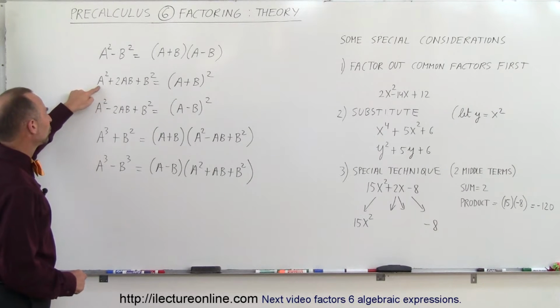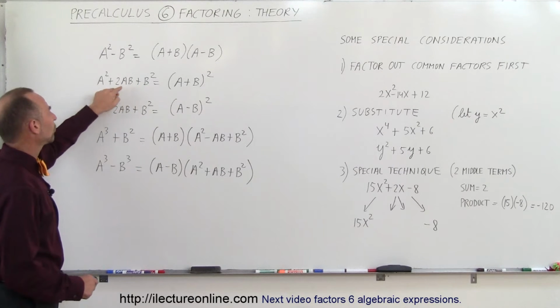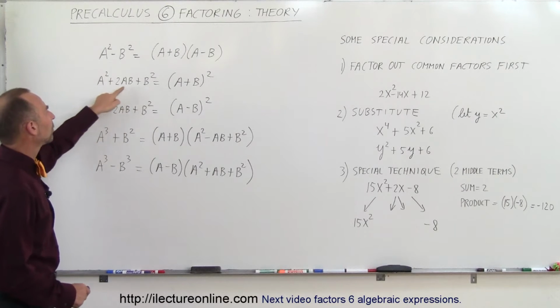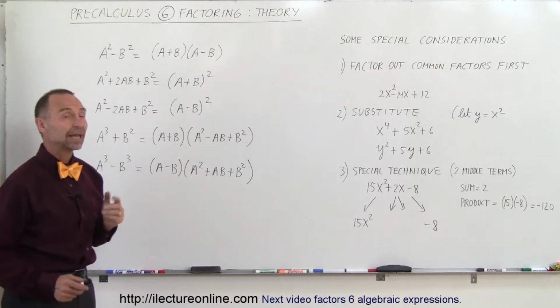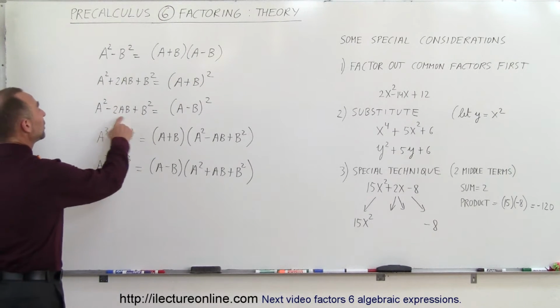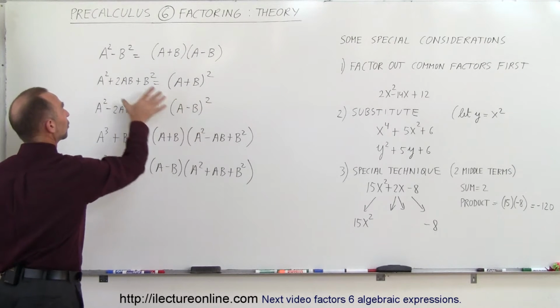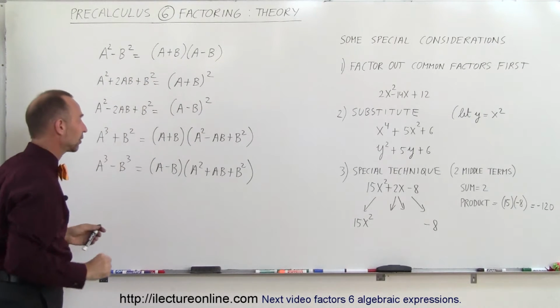It'd be the first term squared, the last term squared, and twice the product of the two terms. So that becomes (a plus b) quantity squared. And if it has a minus here, that would be (a minus b) quantity squared. So these are perfect squares, and that's how you factor them.